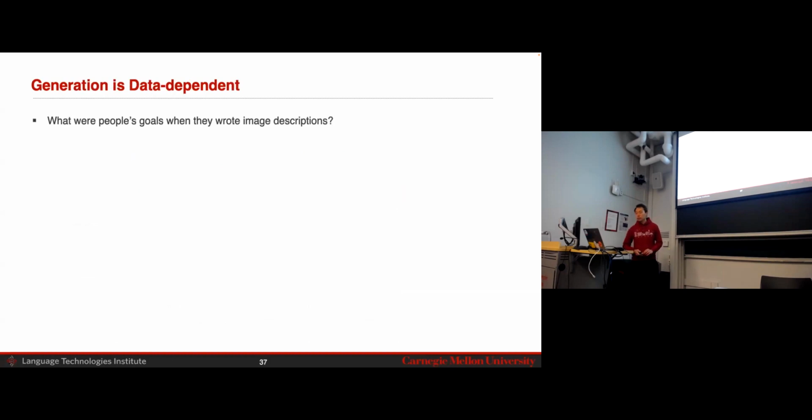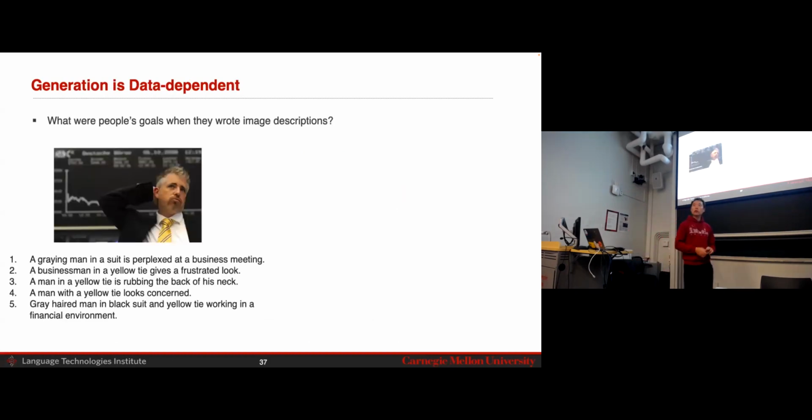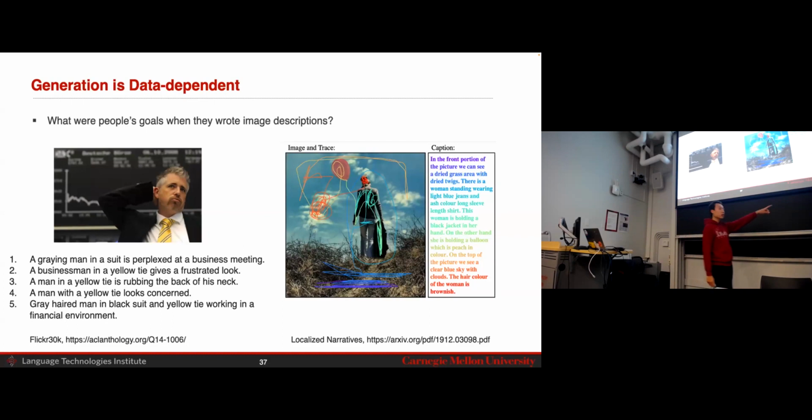Great. And generation is also very data dependent, right? It really depends on what data you're collecting. Some of the initial good data sets were, for example, Flickr. Flickr data sets are used for image caption retrieval, but you can also train image caption models on them. And a lot of the captions here are very short and very to the point. So, a graying man in a suit is perplexed at a business meeting. So if you train models based on these Flickr data, you're probably going to get a similar distribution of captions as these, right? So it's going to work well for images with the objects very clear in the foreground, and the captions are short and directly describe what's happening in the foreground.